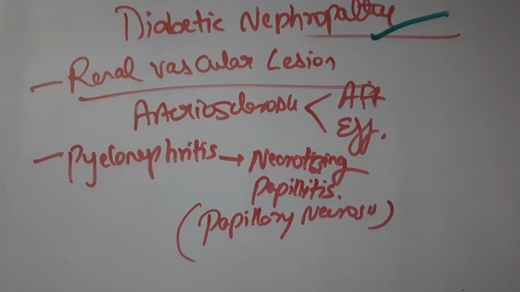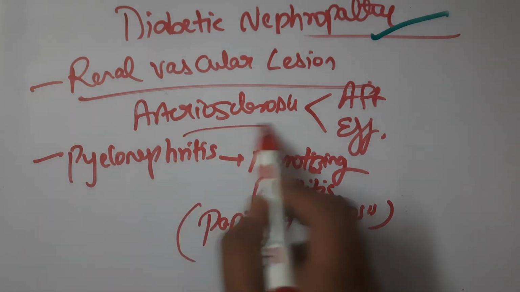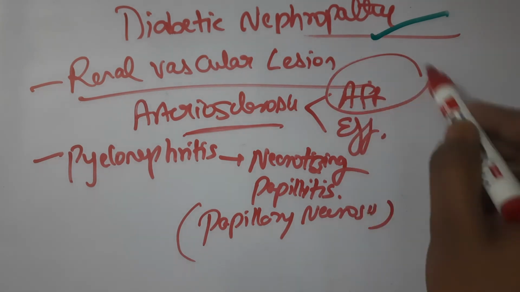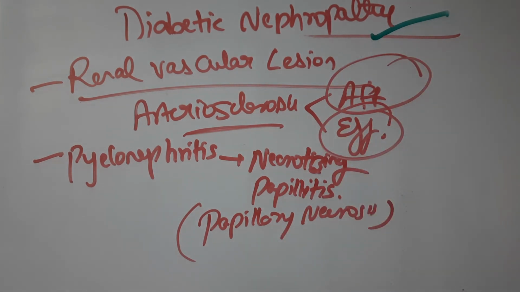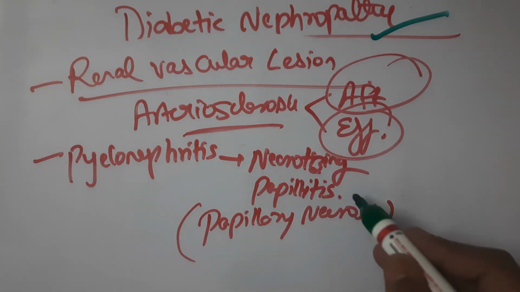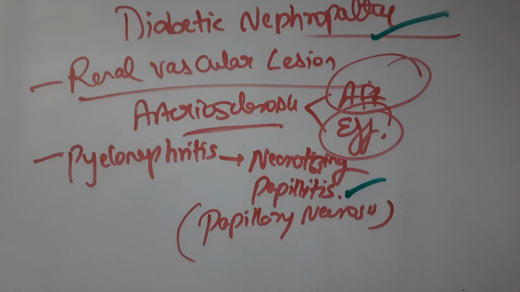The other changes are in the renal vasculature. We can see arteriosclerosis, which will involve both the afferent arterioles as well as the efferent arteriole. Then there could be pyelonephritis, which includes necrotizing papillitis, that is papillary necrosis, which will start in the interstitial tissue and spread to the tubules. This is called papillary necrosis. So these are the findings in diabetic nephropathy: glomerular lesions, vascular lesions, and pyelonephritis.